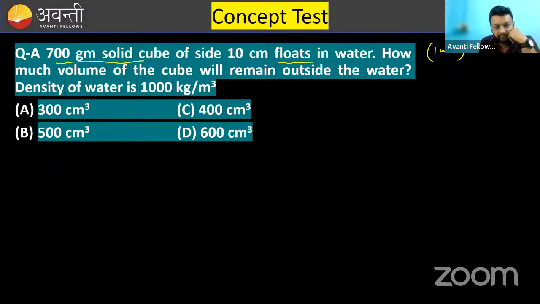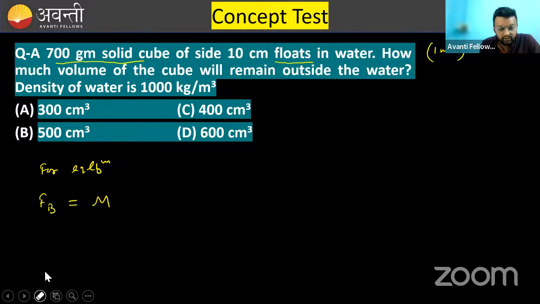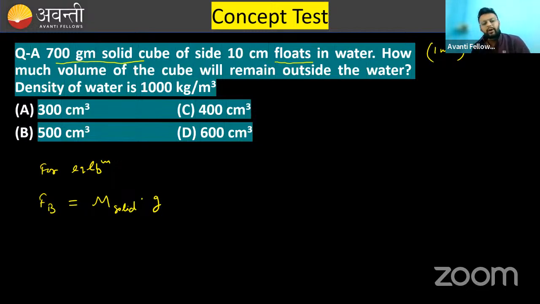What I know is that for equilibrium, buoyant force should be equal to the weight of the solid. And weight of the solid is nothing but mg, or I will say mass of solid into g. Complete mass of solid into g. Clear? Now, what is buoyant force?